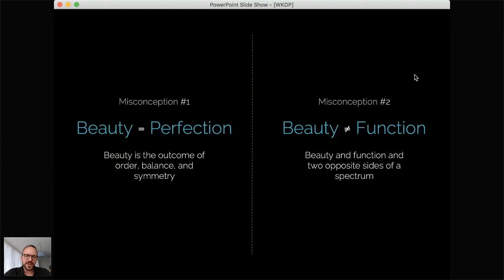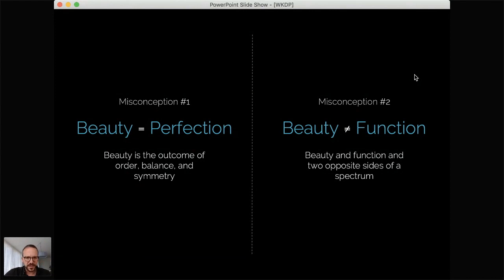So I want to start talking about beauty by mentioning two common misconceptions, misconceptions that even I had for a long period of time, and that have really affected my life, both personally and as a professional, as a designer. Misconception number one is really the notion that beauty equals perfection, that beauty is the outcome of order, balance, and symmetry. And we're going to look a little bit at these two misconceptions. Misconception number two is that beauty is different from function, the eternal form versus function, that beauty and function are two opposite sides of a spectrum.